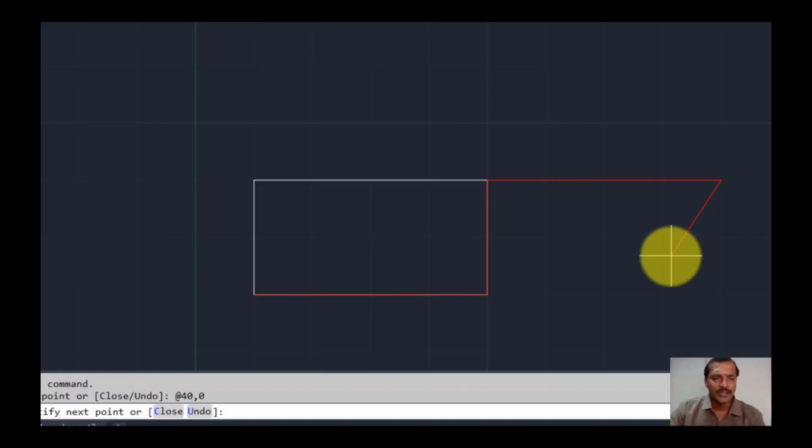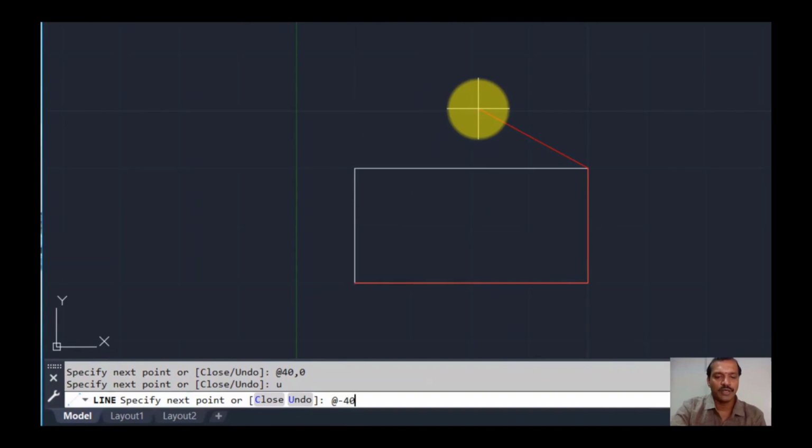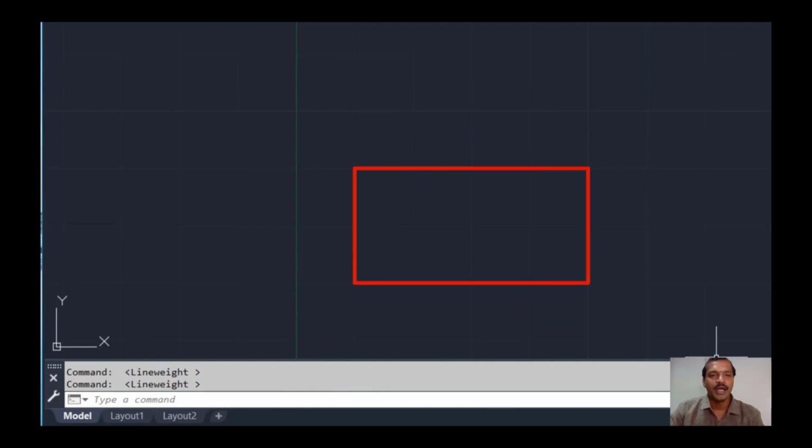How to correct it? That is why we have options here: close, undo. Undo means we can go one step back. So just use U, enter. One step back I went. Now I'm going to give at -40, 0. Again at x is 0, -20. Then finish. See here, I got the same rectangle as the absolute method rectangle. So whichever method you use, you will get the same object. No need to worry.